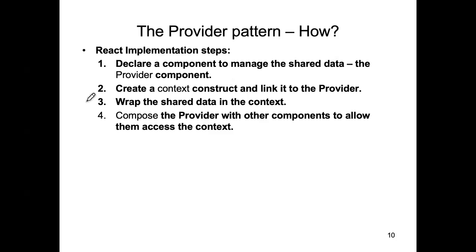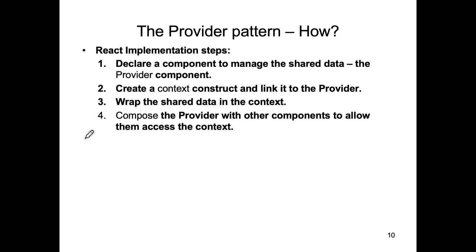So if you like, the provider component is responsible for retrieving the data and storing it, presumably in a state variable. The context then also needs to somehow acquire access to that data. So the context, we're saying now, wraps this shared data. Step four is to compose using composition, and we have some idea how to do that. Compose the provider component with other components that need to access this shared data. So we're going to use ordinary composition there.